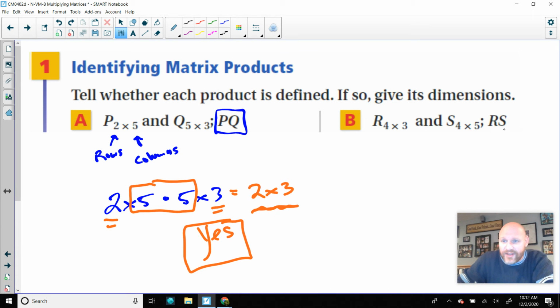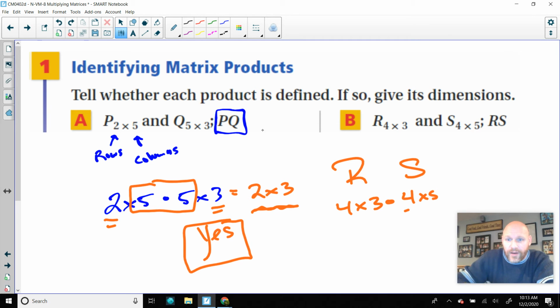The next one is asking us to multiply matrix R to matrix S. So matrix R is a 4 by 3 times matrix S, which happens to be a 4 by 5. Even though they both have the same number of rows, that's not something we're gonna do. So 4 by 3 times a 4 by 5, the numbers in the middle do not match, so this is not possible.